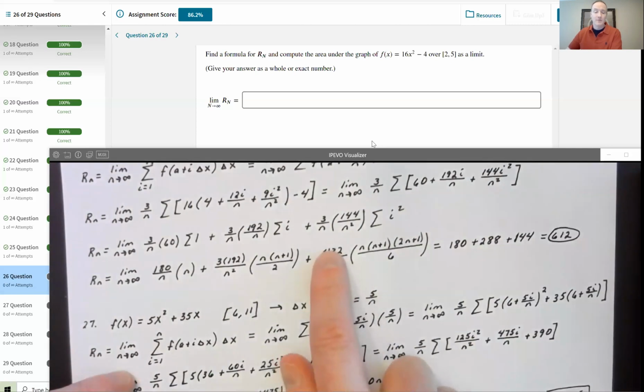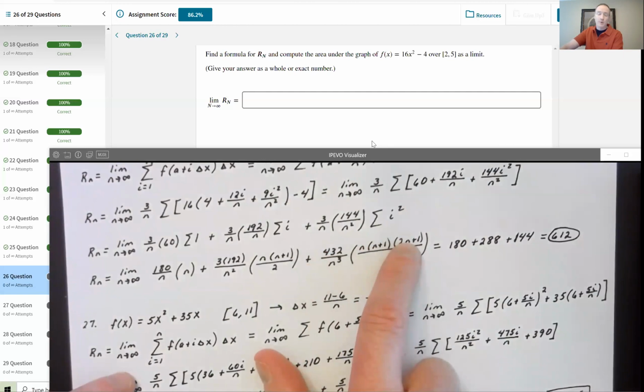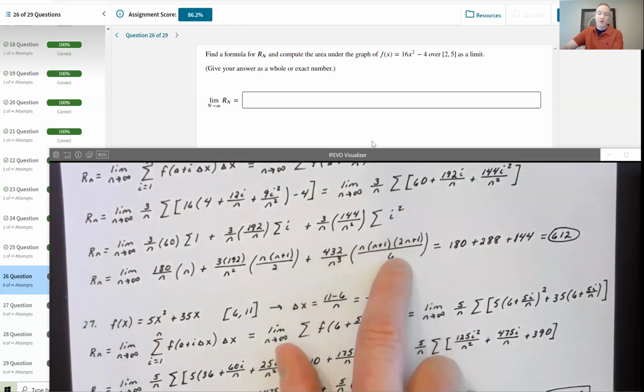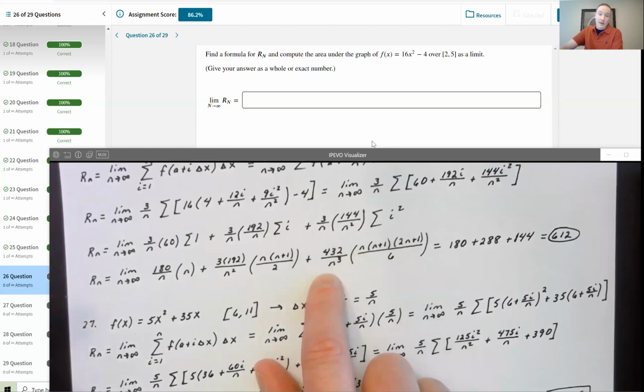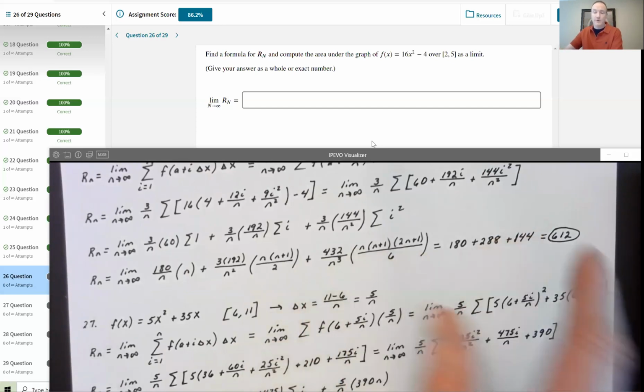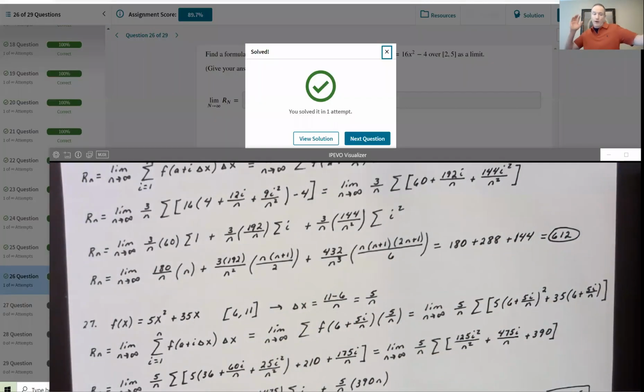And then in my last one, I would have 432 times a 2n cubed. Again, remember, no other power of n matters in that numerator because it's infinitely times smaller. I would have 864n cubed over a 6n cubed. Well, 864 divided by 6 simplified down to be 144. Add those three terms together, and I get my 612. We check that, and it is correct.